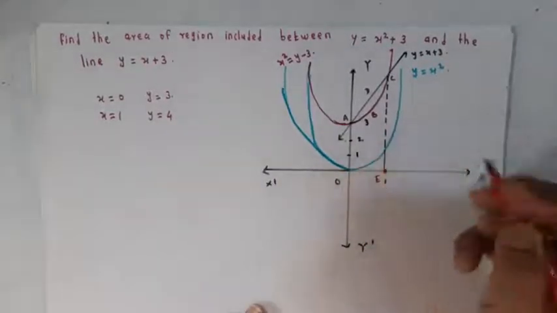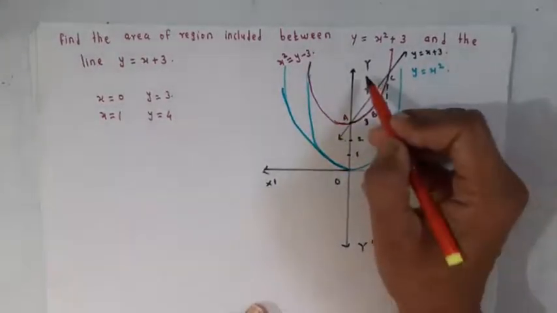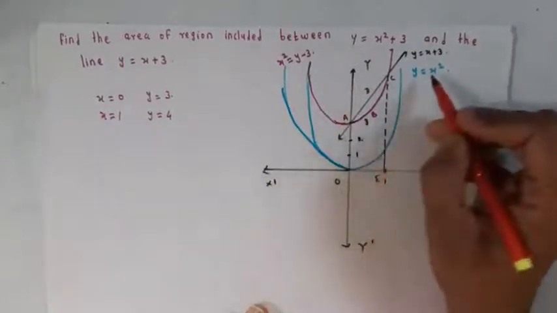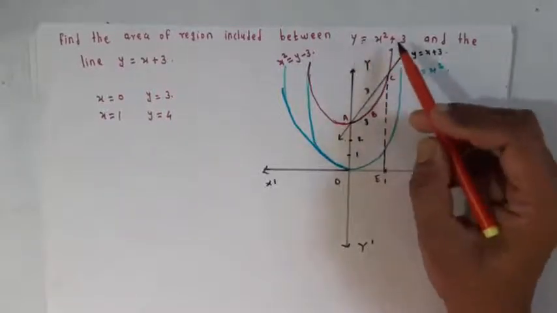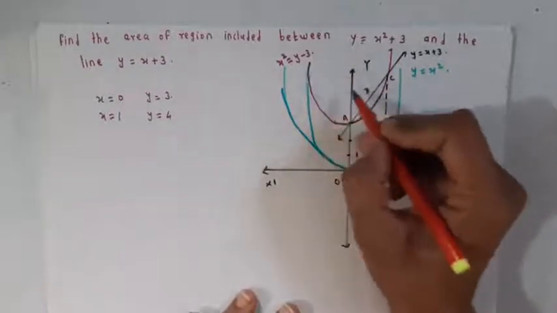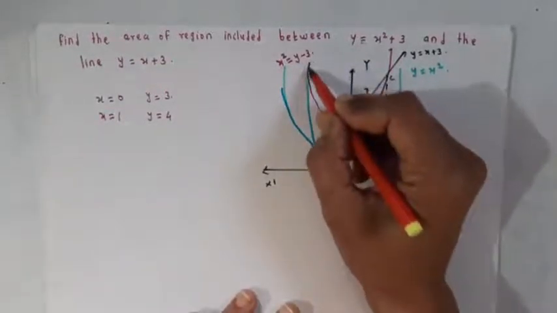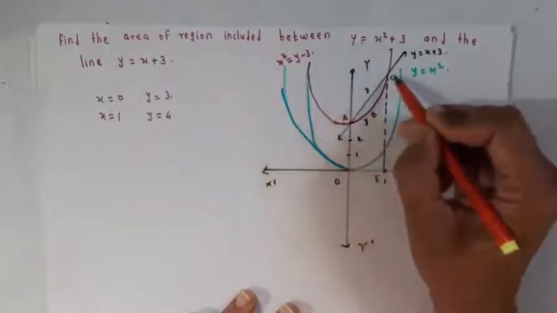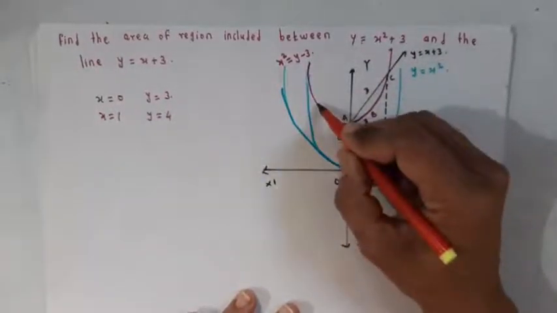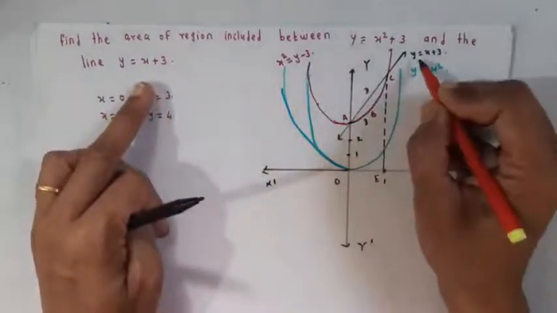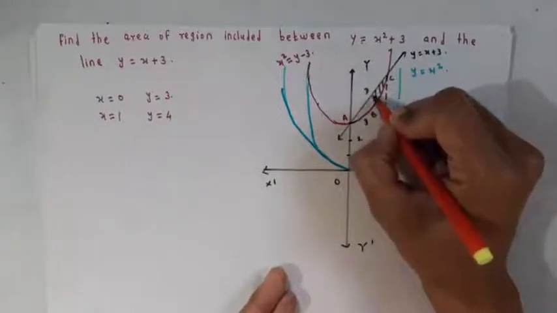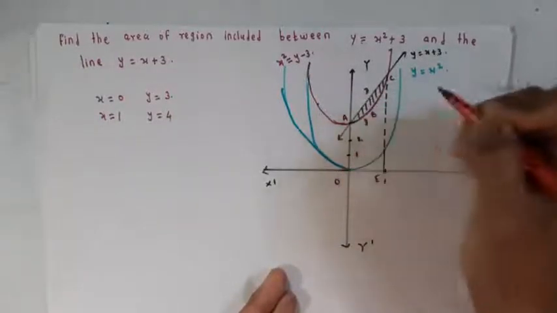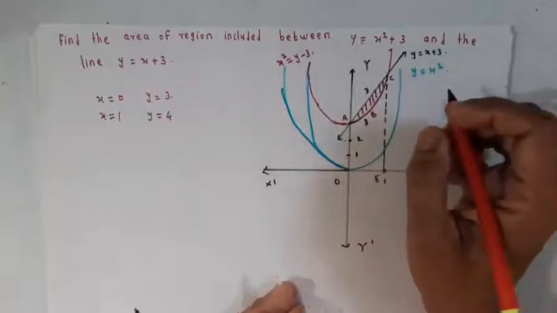The diagram is there. This is the x-axis, this is the y-axis. This is the parabola x square equal to y, but the parabola we are given is x square equal to y minus 3, and this is the required parabola. Okay, and the line y equal to x plus 3, and we will find out the shaded region in between them. This area we have to find out.